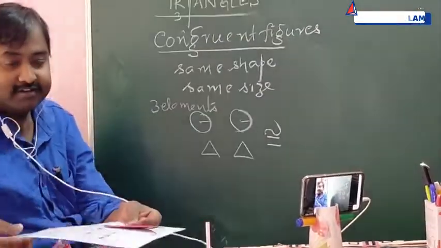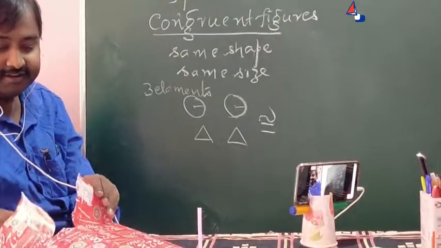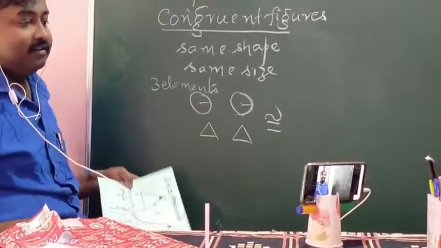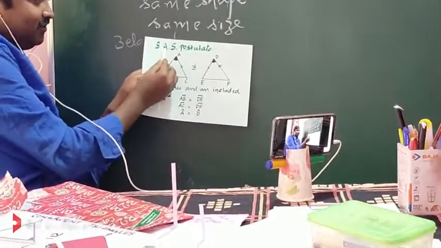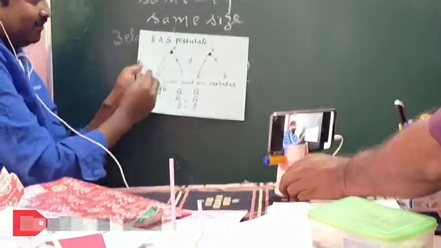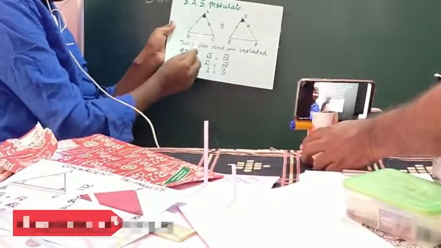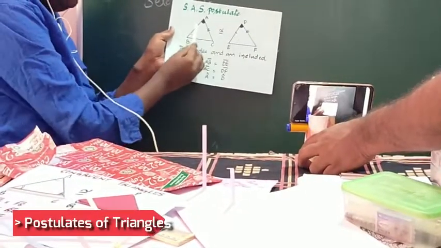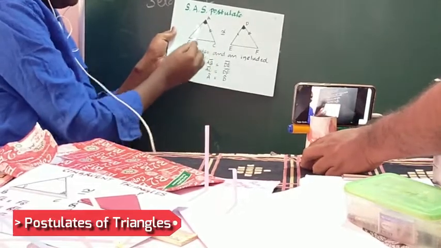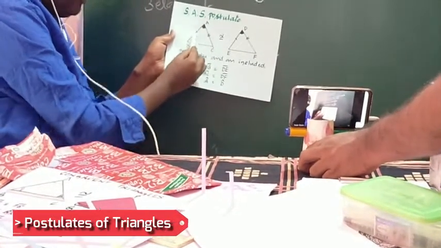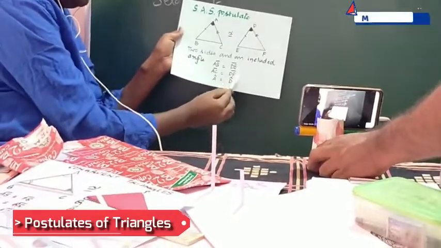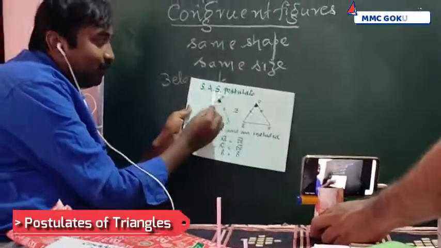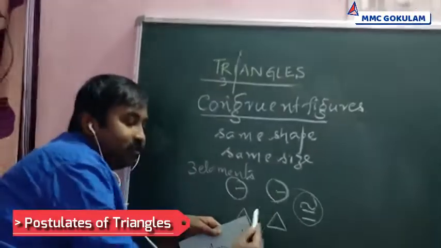Can anybody tell? There are some postulates to study the congruence of triangles. Observe that. So this is the SAS postulate. SAS means here one triangle is there. 2 sides are equal: AB equals DE, AC equals DF, and the included angle, which is between the 2 sides I have taken, is equal. So there are 2 sides and an included angle. From this postulate, we can tell the 2 triangles are what? Congruent.